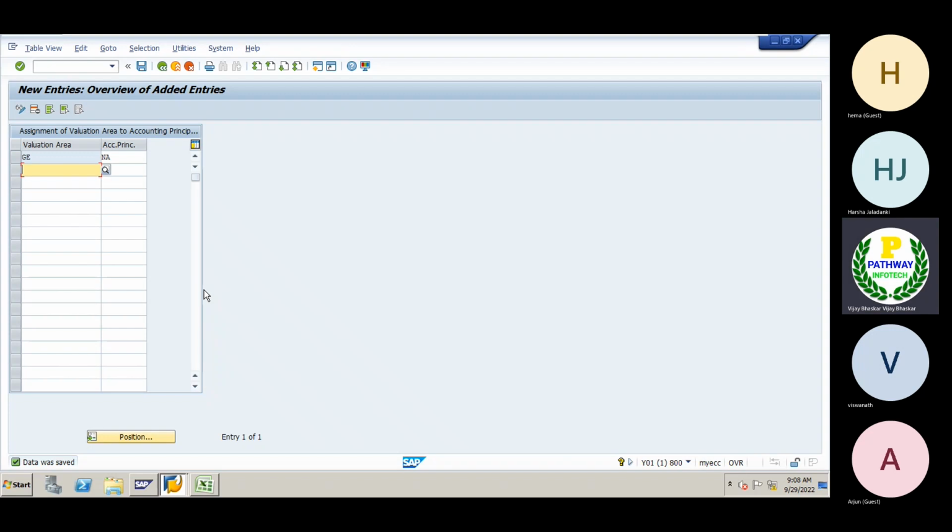Now what we have done is the necessary configuration to run the foreign currency revaluation. But now we have to create the GL accounts. If I want to calculate FC revaluation for general ledger accounting, I must have a separate set of GL accounts. For accounts payable, I must have a separate set of GL accounts. For accounts receivable, I must have a separate set of GL accounts. Then we'll create the GL accounts.